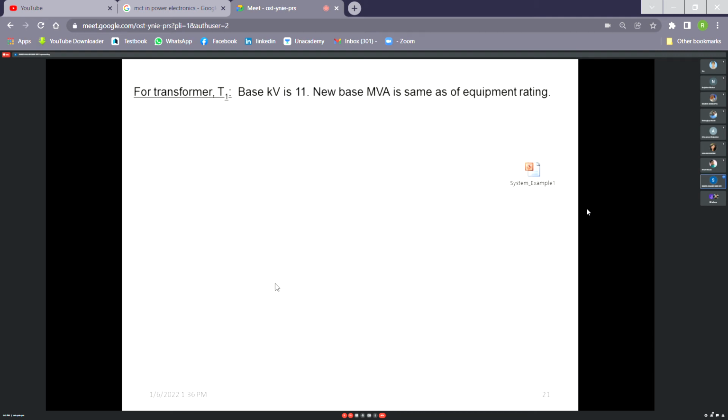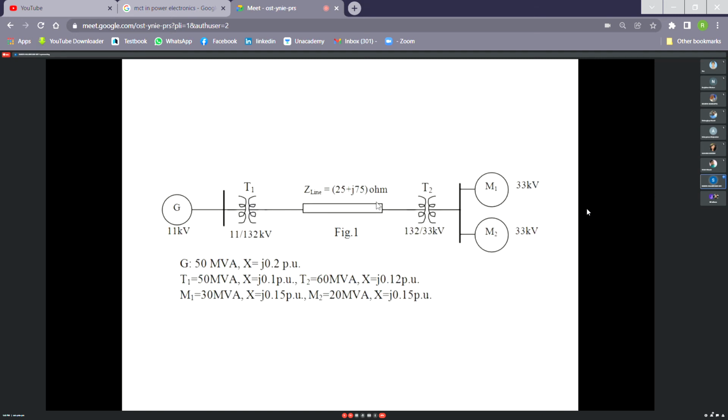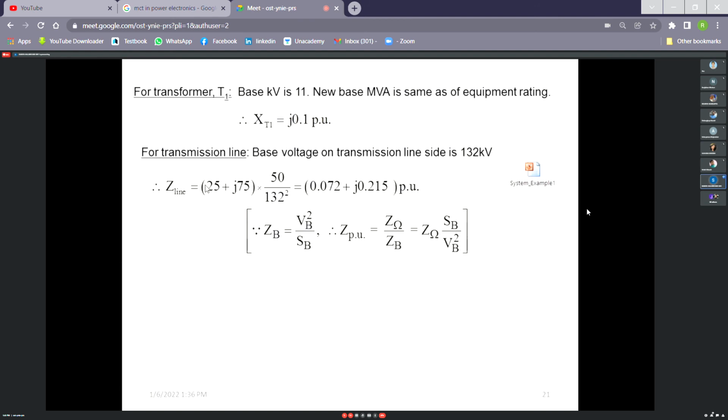Okay, in that way. For transformer, the base kV is this one, the new base is the same as the equipment rating, so XT1 will be the same. For transmission line, the impedance is given. For transmission line, voltage is 132 kV and the base MVA is 50. So you can calculate the base voltage, base impedance. So directly I have calculated. This is the line impedance into 50 by 132 square. So directly we have calculated the line impedance in per unit. ZB equal to VB square by SB.